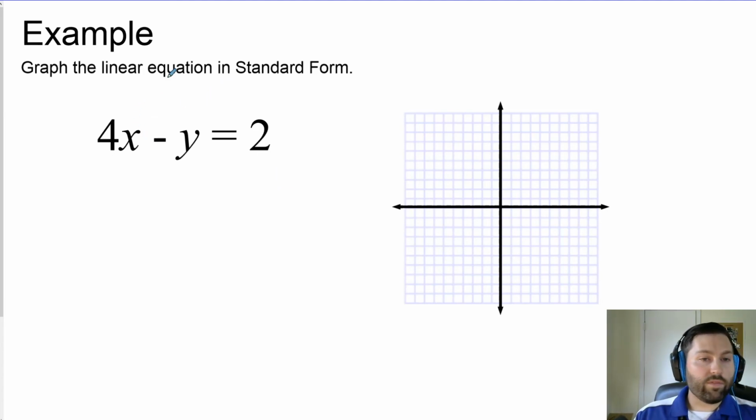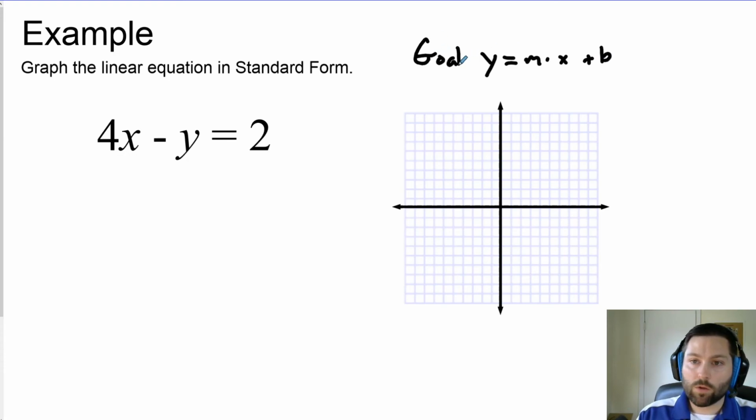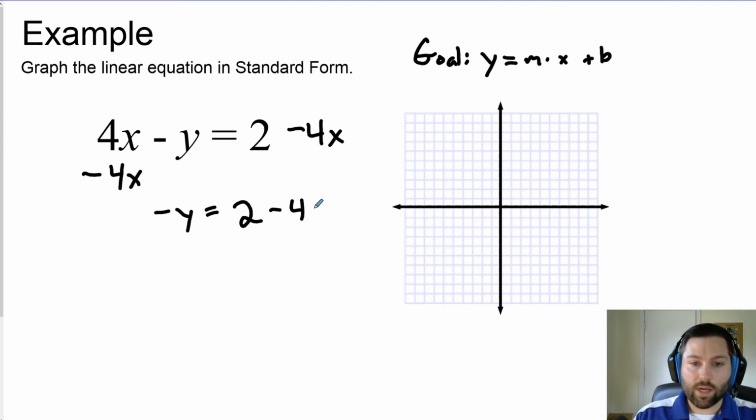So, graph the linear equation in standard form. I'm going to go ahead and, again, remember that my goal is to get y equals m times x plus b, meaning y is by itself. So that's my goal. Well, y is not by itself. And I can fix that by removing 4x from this side, but I must balance my equation by doing the same thing over here. So I get negative y equals 2 minus 4x.